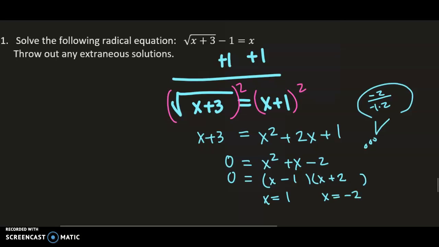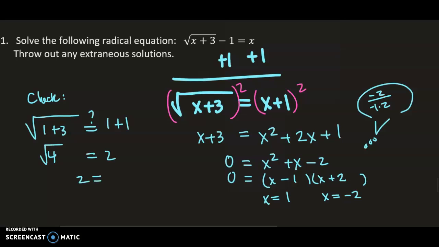So let's check over here. Let's try 1. So square root of 1 plus 3, is that equal to 1 plus 1? So square root of 4, that's equal to 2, that's equal to 2. So 2 equals 2, check. So that's a solution.